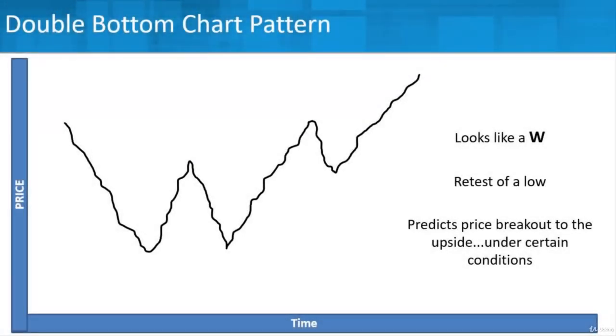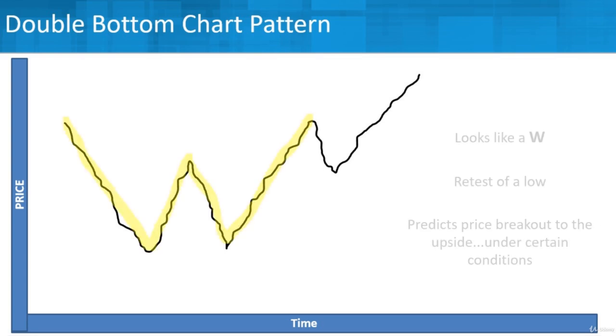If we look at this example, all the prices, high to low, are made into a line chart here. And it looks like a W. Do you see the W there over on the left? The idea is that it's retesting the lows, and it will predict the price breakout to the upside under certain conditions, as we mentioned. You can kind of see how the W is forming. The prices were higher, they go down, then they bounce up, and they go down, and they bounce up again. So that's the W part of it.